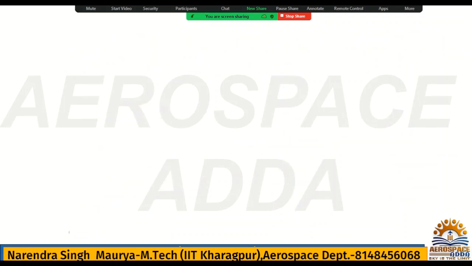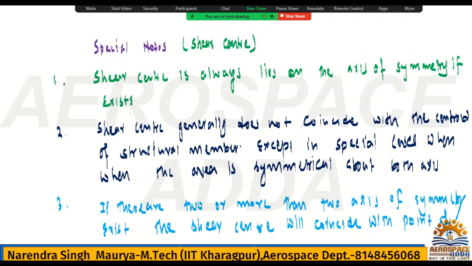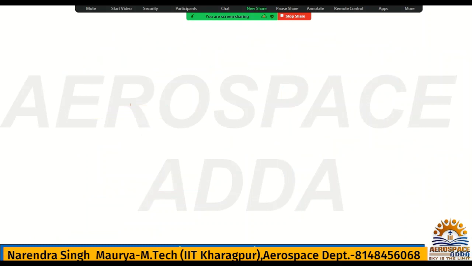But if it is not doubly symmetric, if it is symmetric about one axis only, then what will be the location of the shear center? For that also I have given points. The shear center always lies on the axis of symmetry if it exists. So if it is symmetric about any axis, x axis or y axis, based on that we have to choose. It is symmetric about the x axis, so the shear center will lie on the x axis. Okay, now we'll see. Another structural member I can draw here. We will draw the T section first.